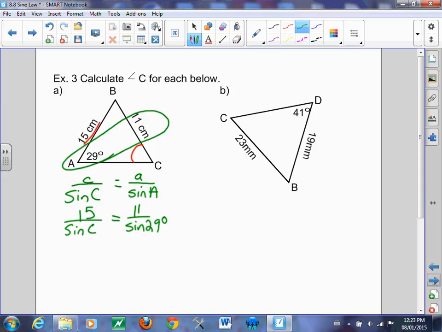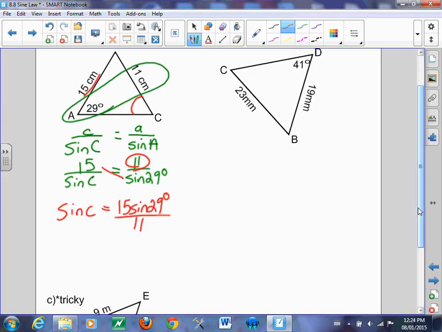Cross multiply here, ladies and gentlemen. Now, if we're trying to find side C, I'm going to use that shortcut. So if sine C is what I'm trying to find, I do the opposite cross, which is 15 sine 29 degrees, and I'm going to divide by what I haven't included yet, which is the 11. What would normally be multiplied becomes your divider.